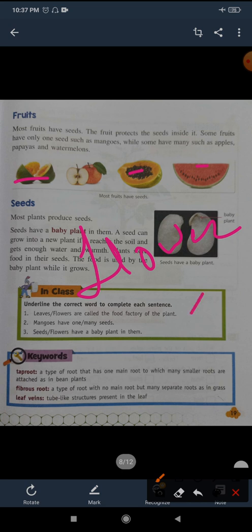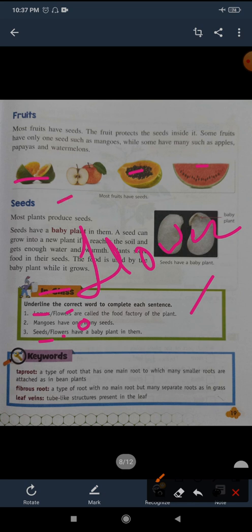Here in the question also in class you can see, leaves and flowers are what to do, underline the correct word to complete each sentence. Leaves are called the food factory of the plant. Flower is the most beautiful part of the plant, and it attracts insects for pollination. The next is mangoes have one or many seeds. Obviously one it is. Now the next is seed and flower which have a baby plant in them.